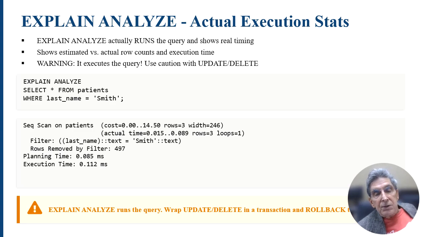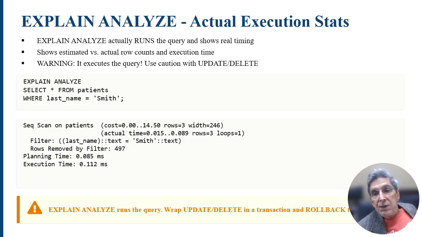Explain analyze, the actual execution statistics. Explain analyze goes further. It actually runs the query and then reports both the estimated plan and the actual execution statistics. This gives you real timing data instead of just estimates. Let's look at the output.